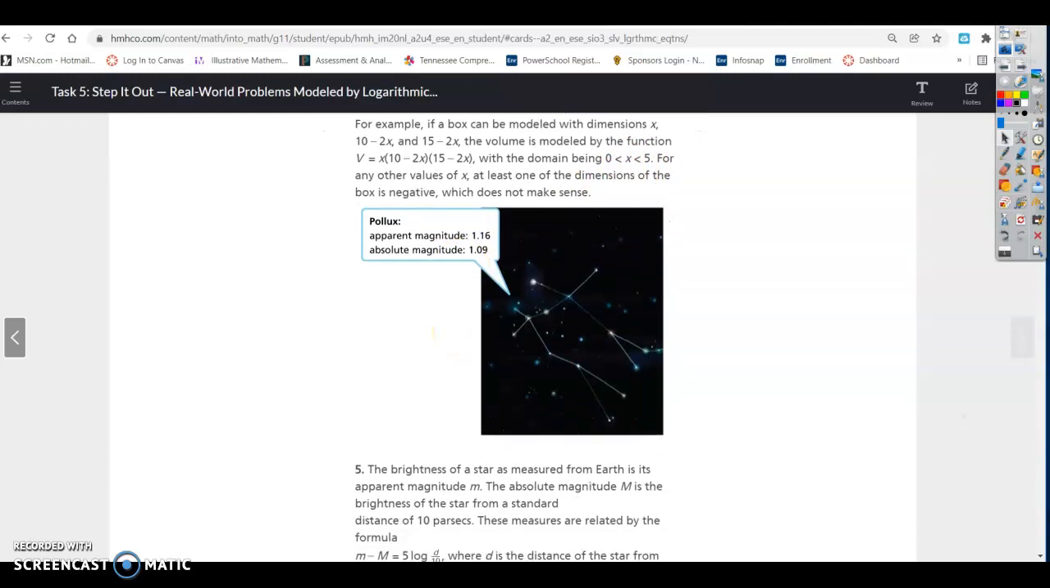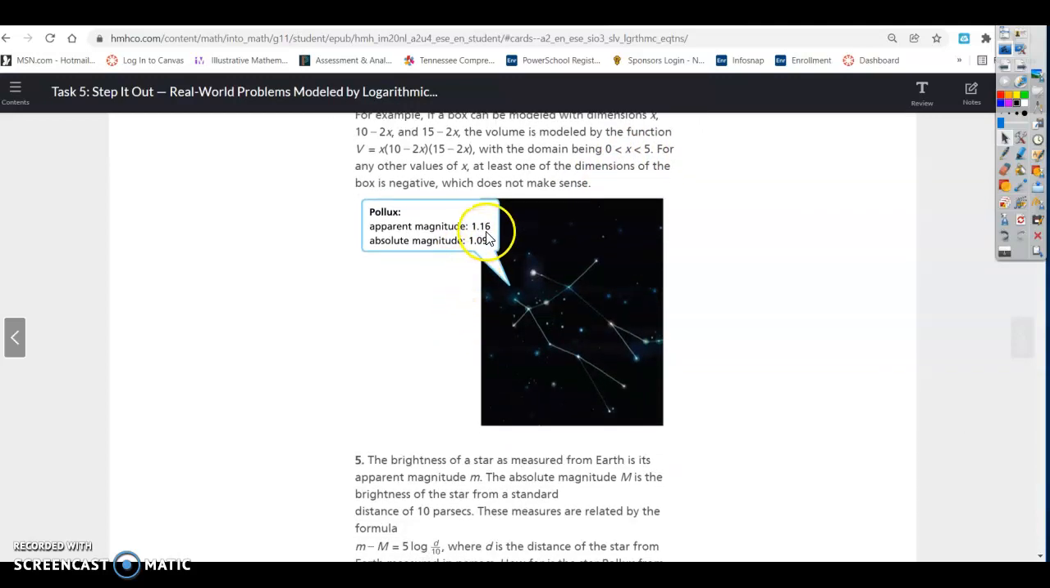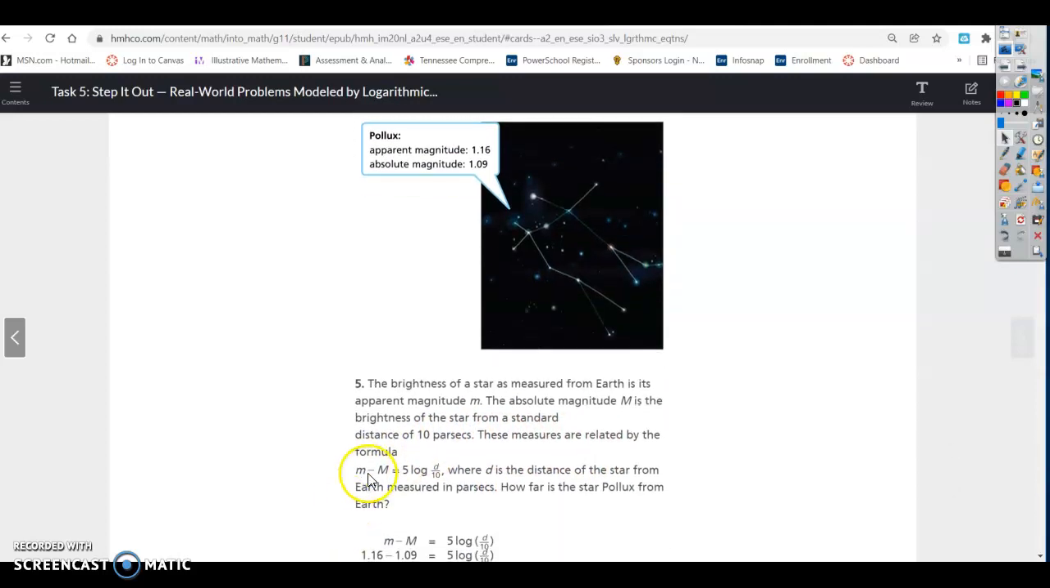All right. Pollux has an apparent magnitude of 1.16 and an absolute magnitude of 1.09. The brightness of a star measured from Earth is the apparent magnitude, lowercase m. The absolute magnitude, capital M, is the brightness of the star from a standard distance of 10 parsecs. These measures are related by the formula m minus M equals 5 log of d over 10, where d is the distance of the star from Earth measured in parsecs. How far is the star Pollux from Earth?